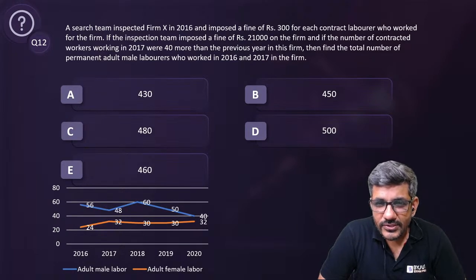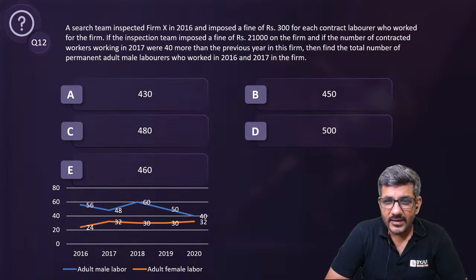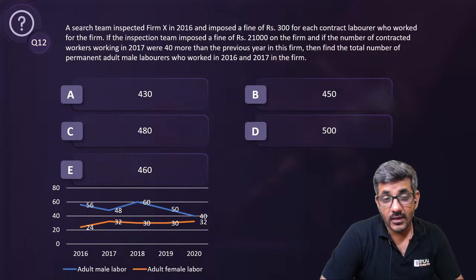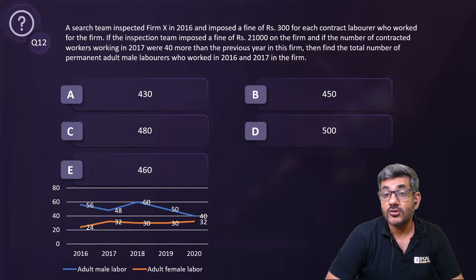I took the ratio of contract laborers, subtracted that by the total ratio, and then got the answer. So, not right. I mean, by chance, probably you could have got it right, but that's not the right approach.